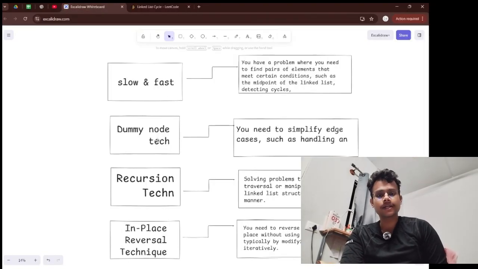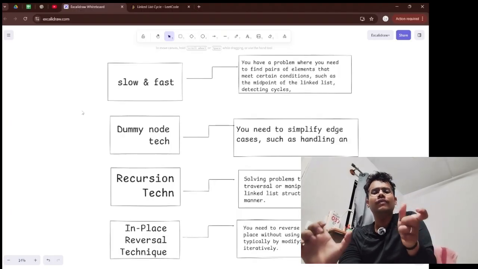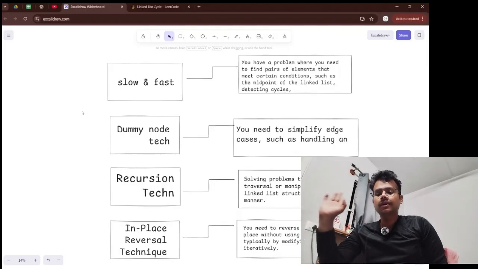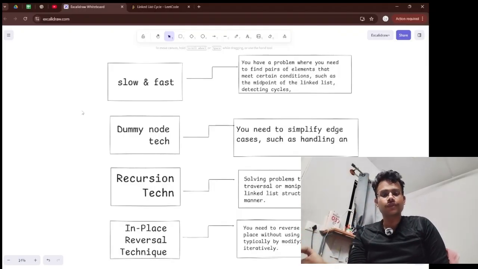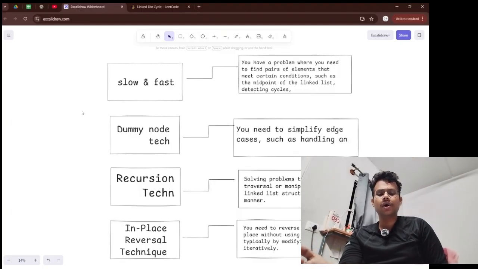Similarly, we have another pattern called the dummy node technique. With a given linked list, you define one extra node in front of whatever linked list is given, and then you just attach to that. For questions like inserting some elements, or when you have to reverse the linked list, you use this dummy node technique.